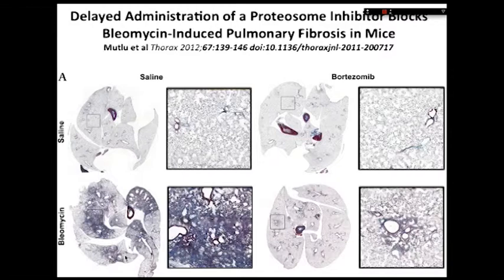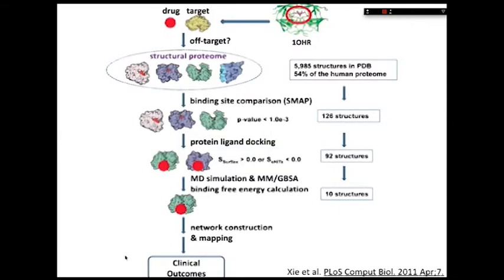But this is a protease, a different protease inhibitor called bortezomib. And what they have here is a saline control. With bleomycin, you get the fibrosis, and so they get a protection in these animals with bortezomib, a different protease inhibitor. It does not inhibit SMAD2 and 3 phosphorylation, though. So ours does a little bit extra.